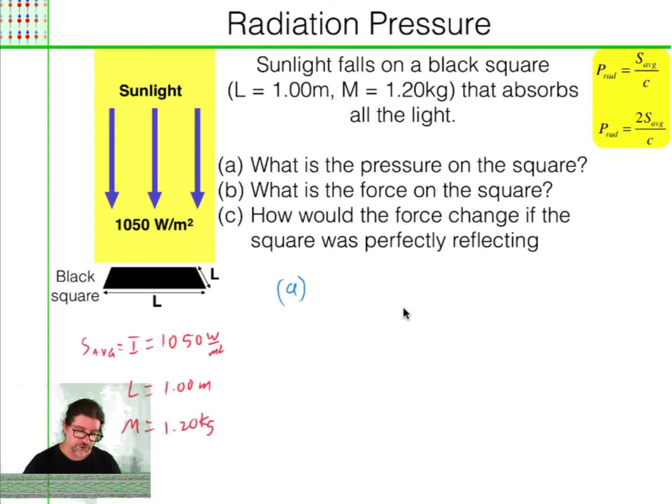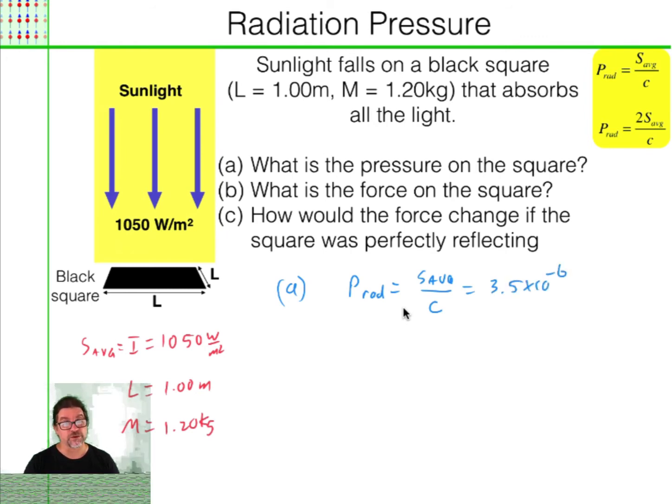We're told that it absorbs all the light, so the pressure due to the radiation will be S average over C. So basically 1050 watts per square meter divided by 3 times 10 to the 8 meters per second. That's going to be a very small number. We end up with 3.5 times 10 to the minus 6. Pressure is force per unit area, so it's newtons per meter squared, which is also Pascals. That's a very small pressure.